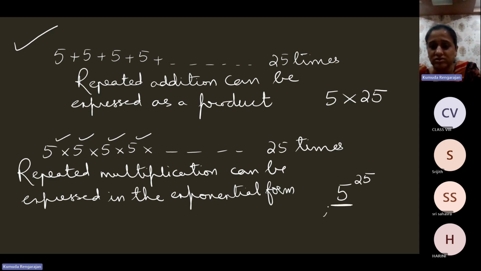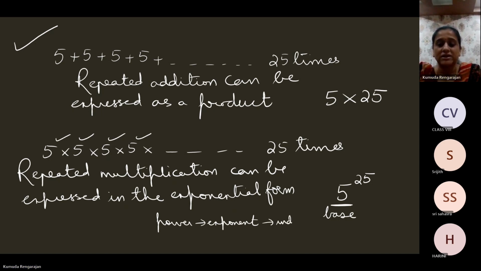You are familiar with the terms base and exponent, or base and power. You can call the power an exponent, or you can also call it index. All these three terms mean the same. Base is only one word, base. So in this expression, 5 is the base and 25 is the power, or the exponent, or the index.